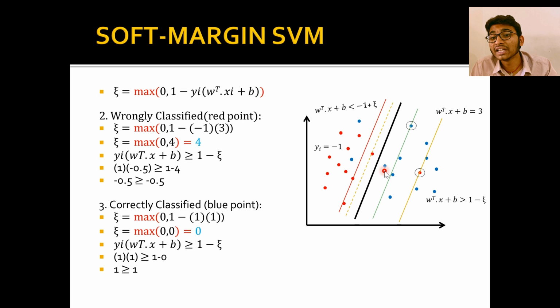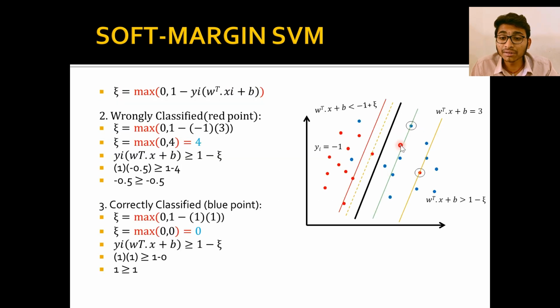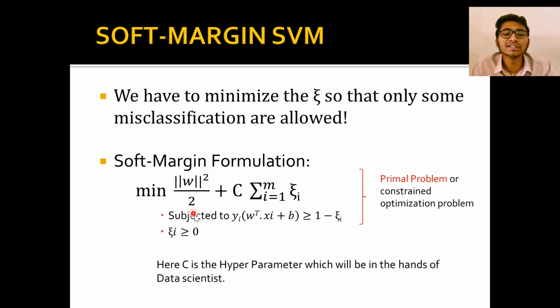So there is a trade-off. If you want to increase the margin, the number of misclassifications becomes more. If you want to decrease the misclassification, then we have to decrease the margin. There is a trade-off. That is the beauty of this mathematical formulation. At the same time we have to maximize the margin, and we have to minimize the misclassification. I hope I am clear, guys. This is the beauty of this mathematical formulation, subject to these constraints.